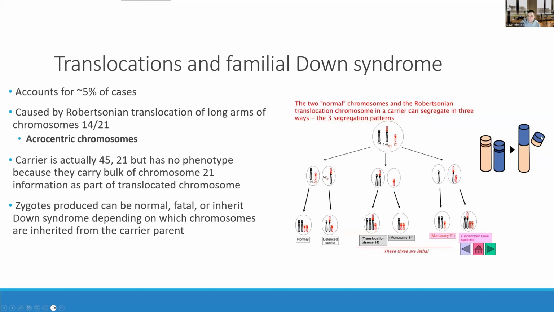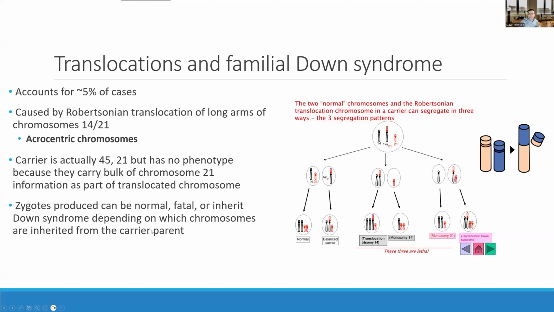And then you have these 2 little short arms that fuse together and essentially go away. They basically don't exist in this individual. They do go away because they're so small. They basically get lost. They actually can't attach because they don't have a centromere. They can't attach to the spindle, basically. Okay, so they don't separate. They just go away. But the individual who has this Robertsonian translocation usually has no phenotype whatsoever. And the reason why is they have pretty much all the information of chromosome 14 and chromosome 21, but they are actually 45 minus 21. They are essentially missing their chromosome 21. Okay? Because the bulk of chromosome 21 is carried there.